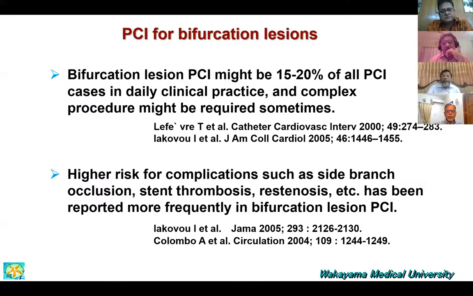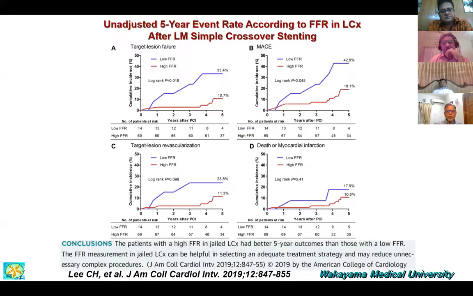Bifurcation region PCI might be 15 to 20% of all PCI in our daily clinical practice, and complex procedure might be required. Today, Professor Malik demonstrated a wonderful technique. The higher risk for complications such as side branch occlusion, stent thrombosis, restenosis, and so on has been reported more frequently in bifurcation region PCI.